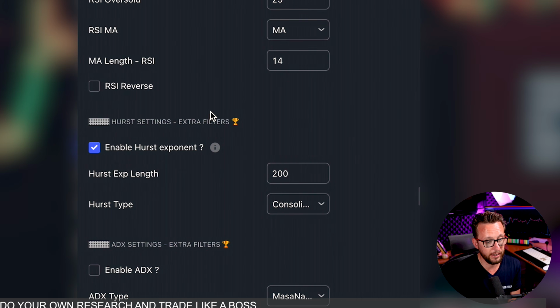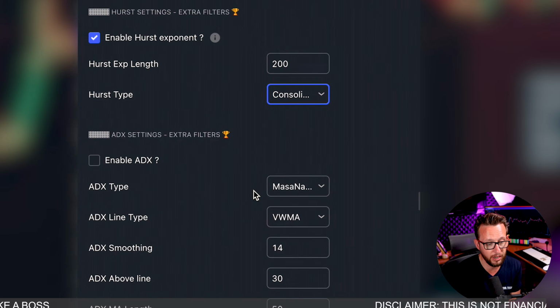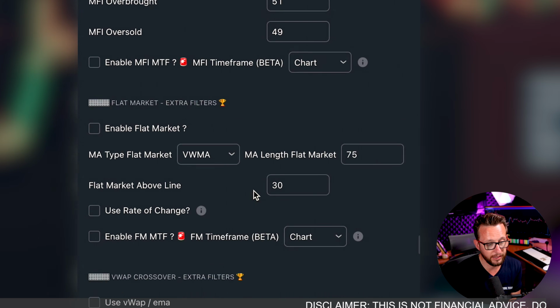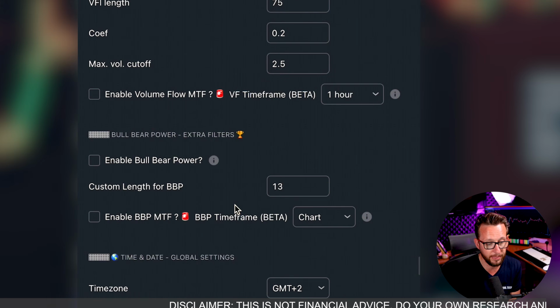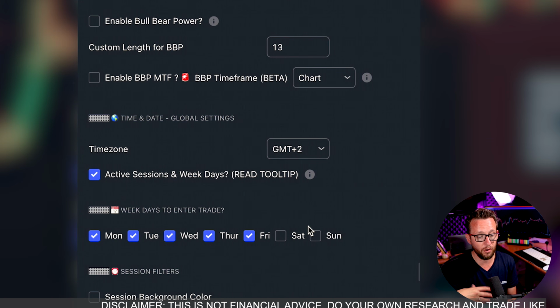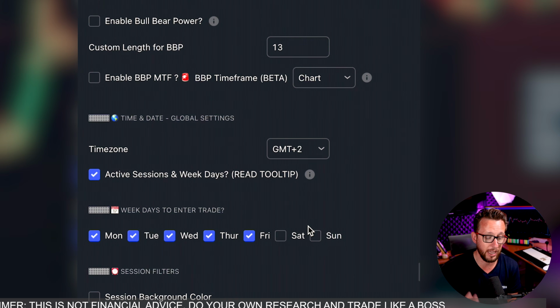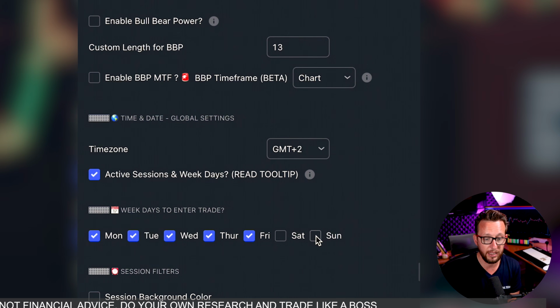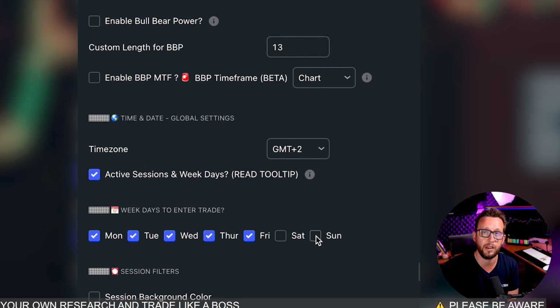Now, I've got my Hurst set to 200 length and set to consolidating market, as I said earlier. No ADXs or anything like that. We have our volume flow set to 75 length. And I'm trading all week except for Saturday and Sunday. That's just my personal preference. You can turn on Saturday and Sunday. It does make it a little bit more profitable, but takes down the win rate.